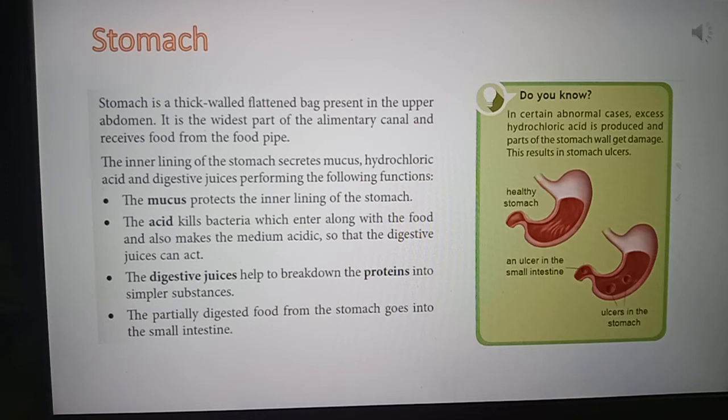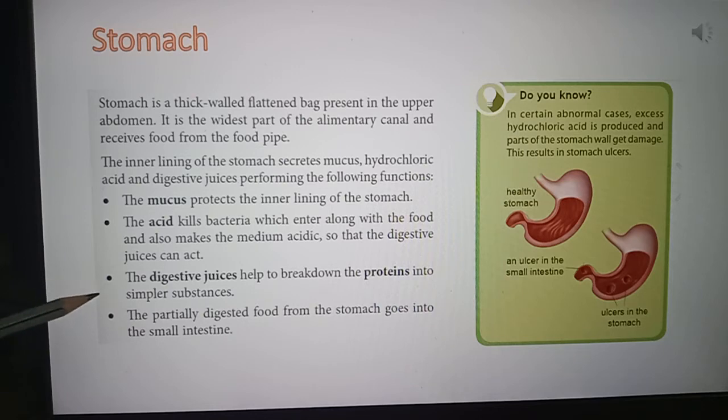The second function of the hydrochloric acid is that it makes the medium acidic. As a result, the digestive juice will be able to act properly. Only in the acidic medium is the digestive juice able to function properly. Okay, I hope you all are understanding.